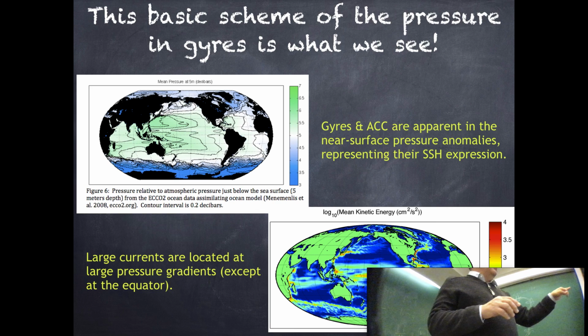This is a map of the pressure field in the oceans at nominally 5 meters of depth, but there's higher pressure here, lower pressure here. So if there's high pressure here, is it a cyclone or an anticyclone? An anticyclone, so it should go clockwise, which in fact is the direction of the North Pacific Gyre.